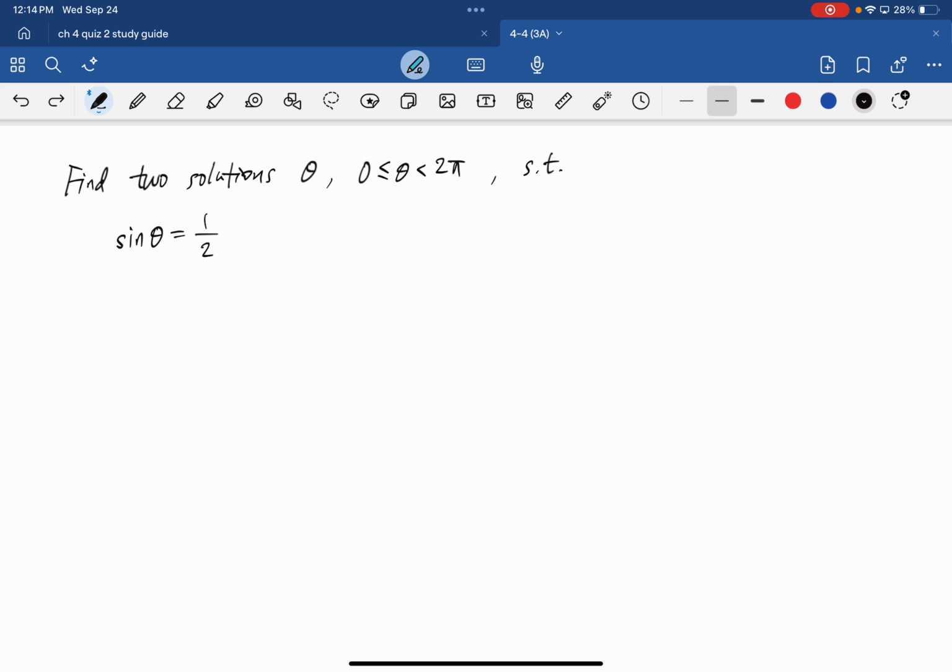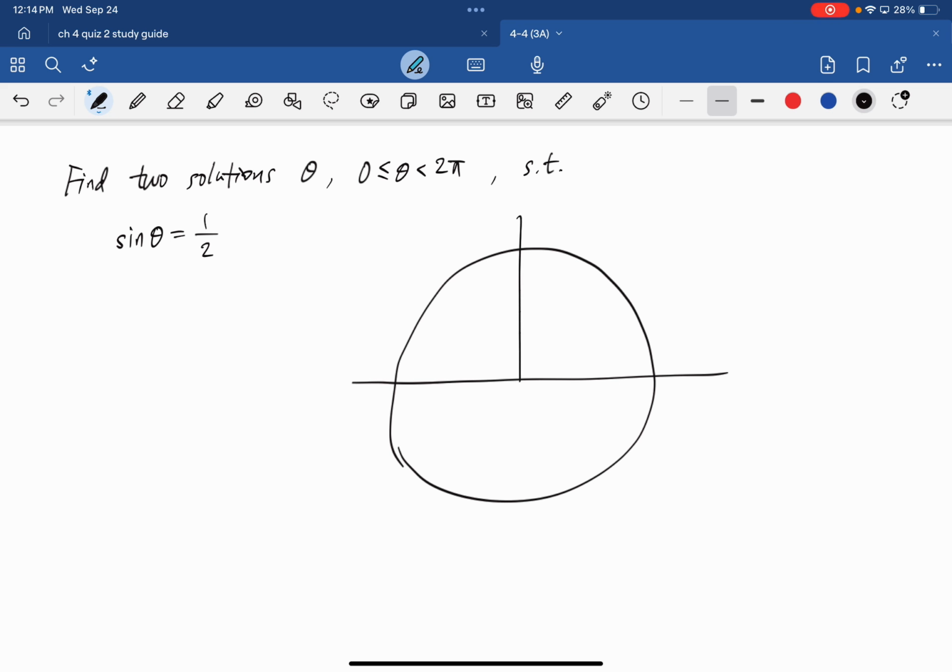Let me explain that. If sine theta is equal to 1/2, then that means we're looking for a point that has y-coordinate 1/2 on our unit circle. So we can draw that here. 1/2 is right here. So we're basically looking for 2 points that are on this line that have y-coordinate 1/2. So that's this point and this point, and you can kind of tell by eye that this is pi over 6 and 5 pi over 6. Right, because this one is pi minus pi over 6, so that's 5 pi over 6. Got it?